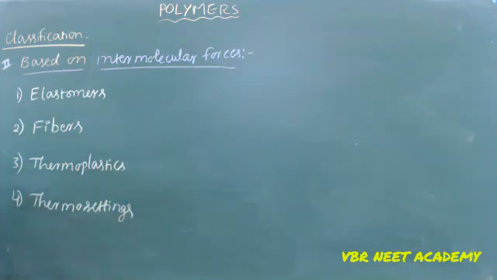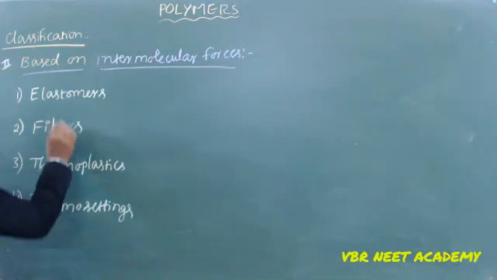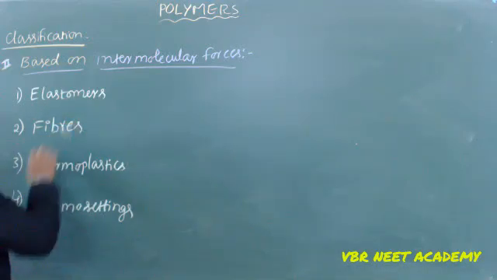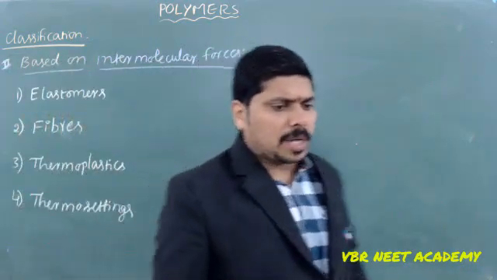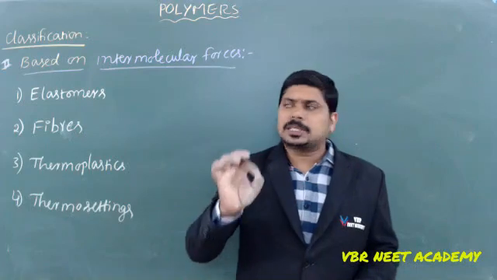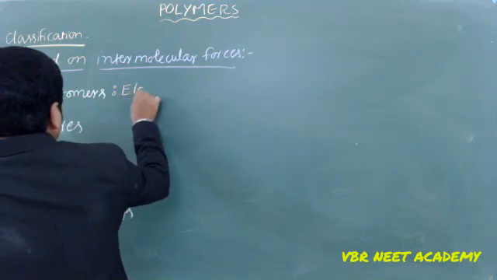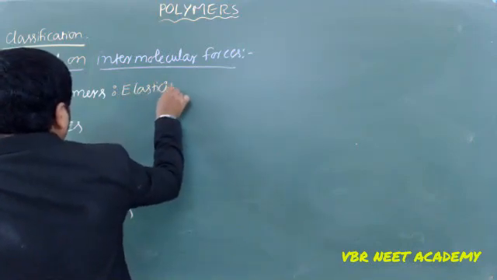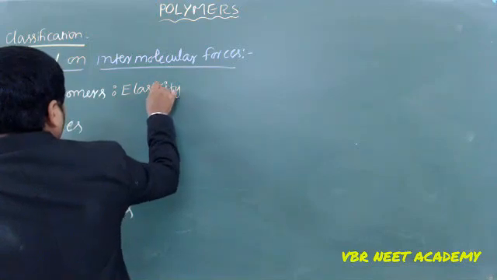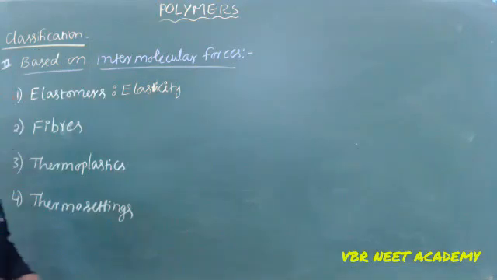So what are the four we are going to have? Thermoplastics, thermosettings, fibers and elastomers. These are the four classes we are going to have. Elastomers, the first one. So what are elastomers? The name itself says they have elasticity.